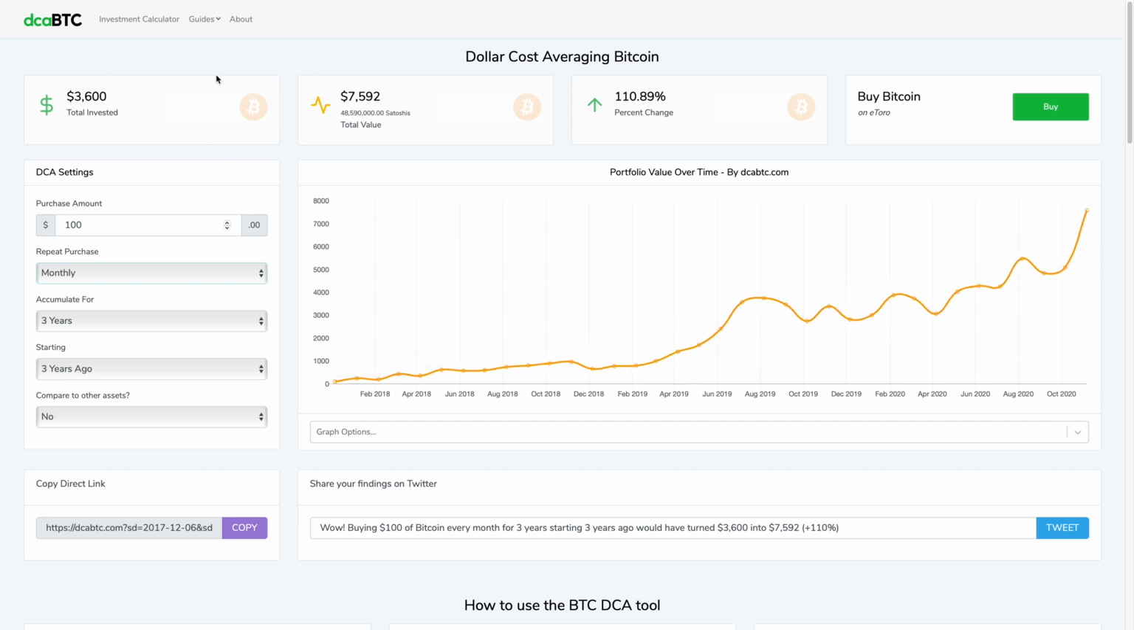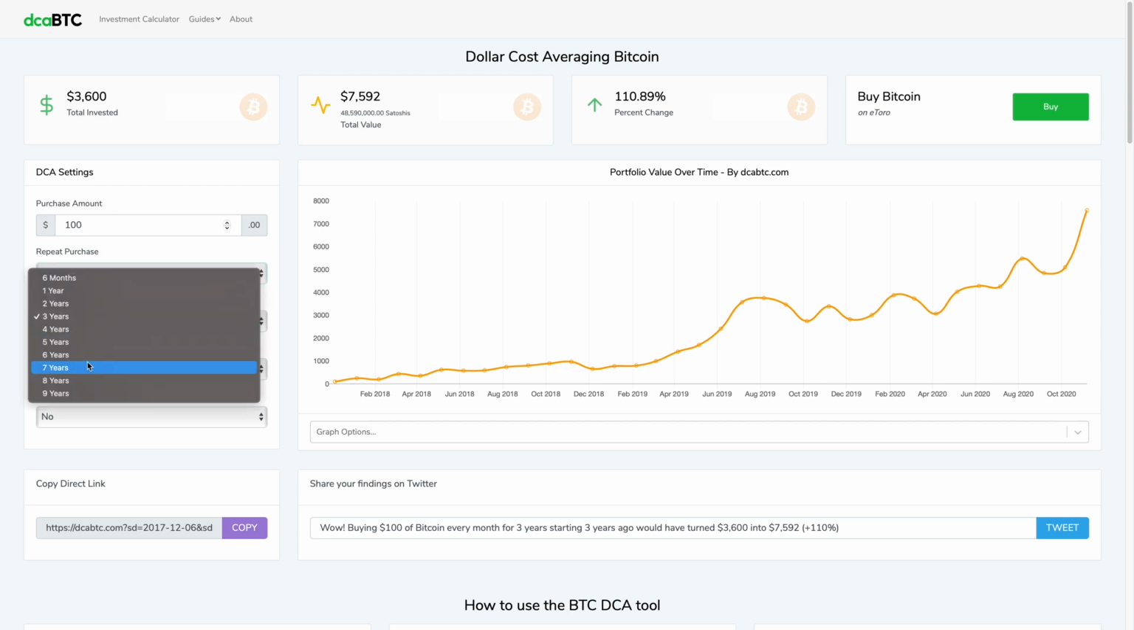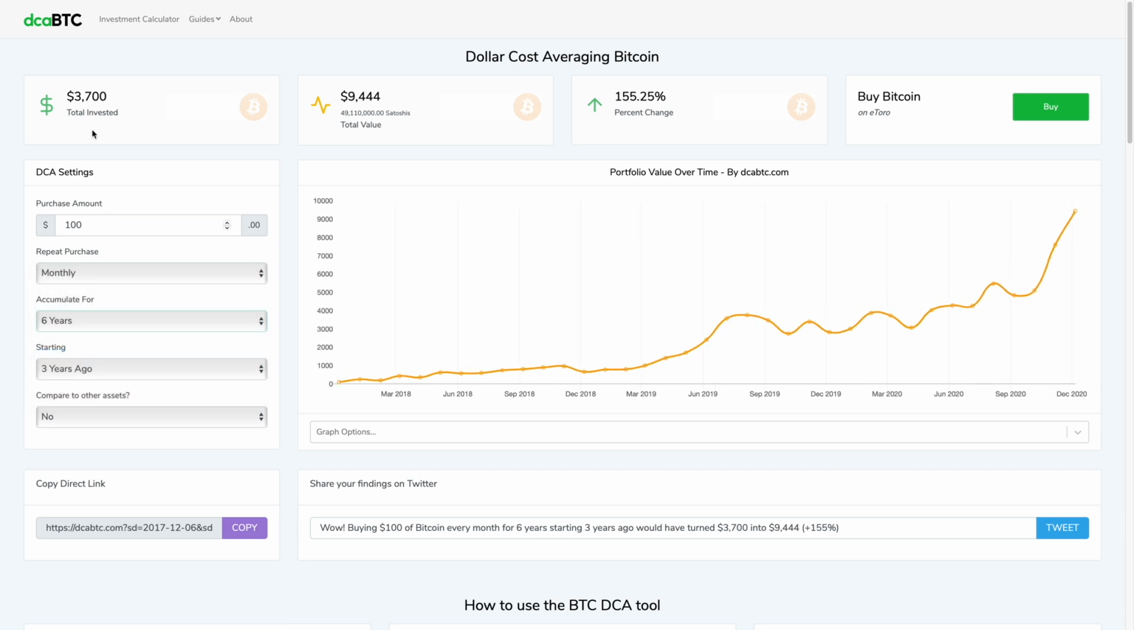So you can see the numbers here have changed, and so have the percentage points. You can also even change this over here where you input the number of years that you've been accumulating for. So if you've done it for the past, let's just say 6 years, well, this is how much you would have invested, and this would be the number here. Now these are probably approximate values just because it would depend on exactly how much you bought the Bitcoin for, because we all know that Bitcoin's price fluctuates a lot.